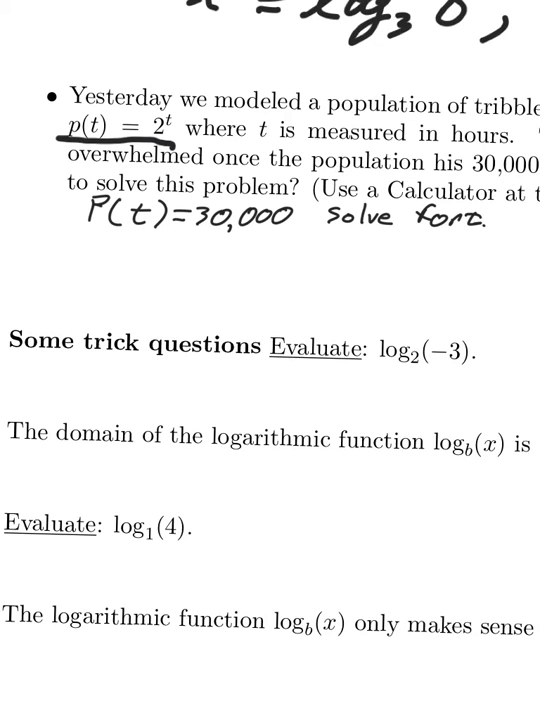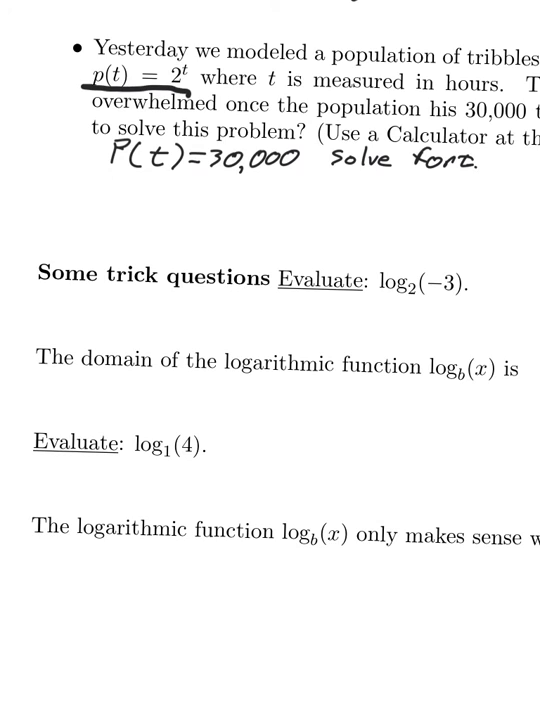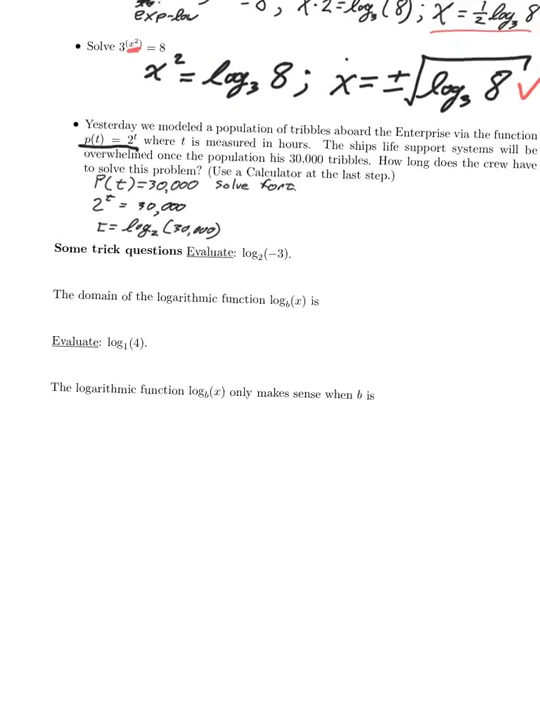And the 30,000 seems like a pretty big number, so maybe you expect that they'll have a fairly long amount of time. Let's try to solve it though. So P of T is 2 to the T. So it becomes 2 to the T is equal to 30,000. That's an exponential form. We can rewrite it in log form. T is equal to log base 2 of 30,000. Presumably we care about the size of that number, not just the formula for it.